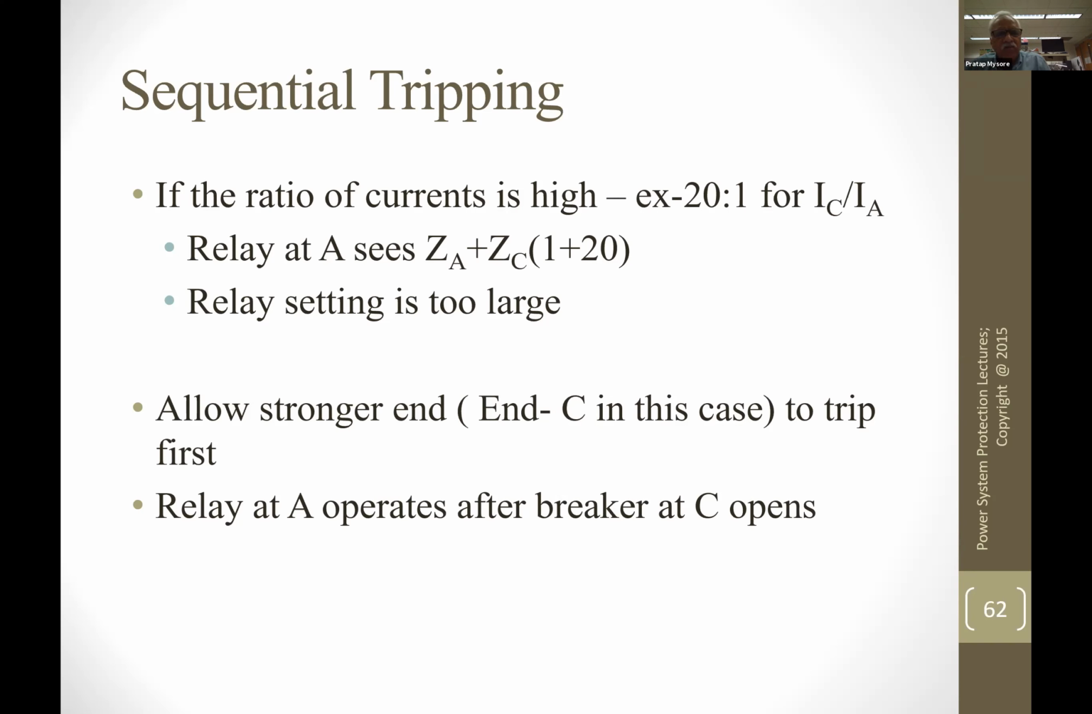So what we do is we try to set it so that the strongest end is always allowed to trip first. As soon as it trips, the three-ended line becomes a two-ended line, and the relay operates after the breaker C opens. So this is also acceptable if we can allow the fault to stay for a longer time. If it is a stability critical line, or if we cannot allow this fault to linger on for a long time, we cannot use this.